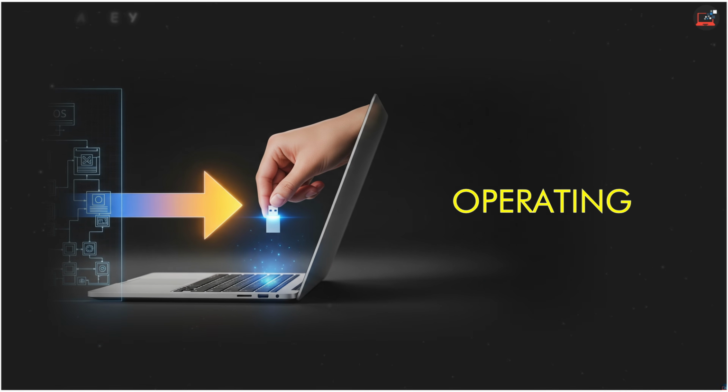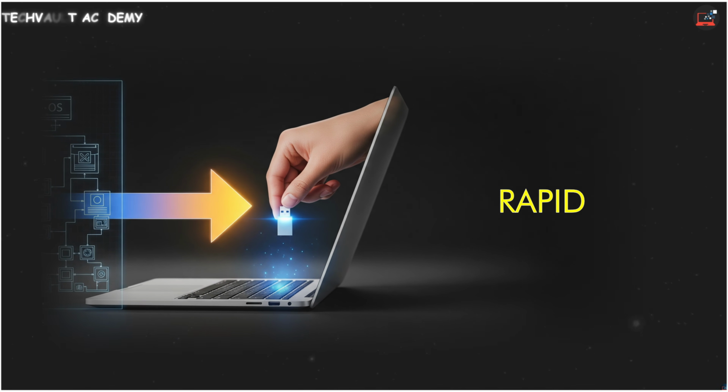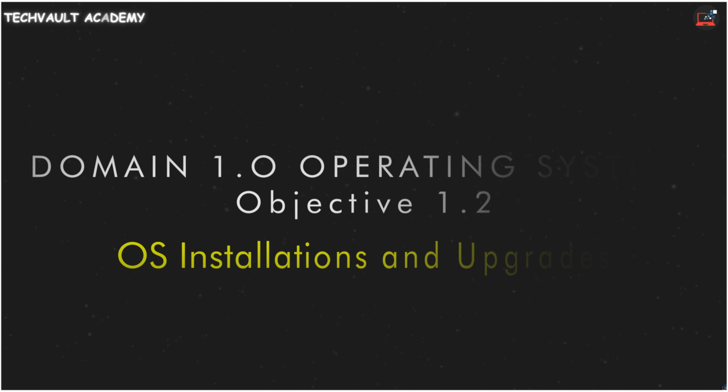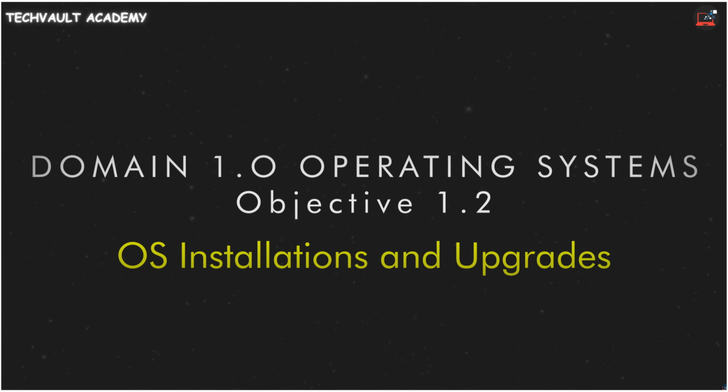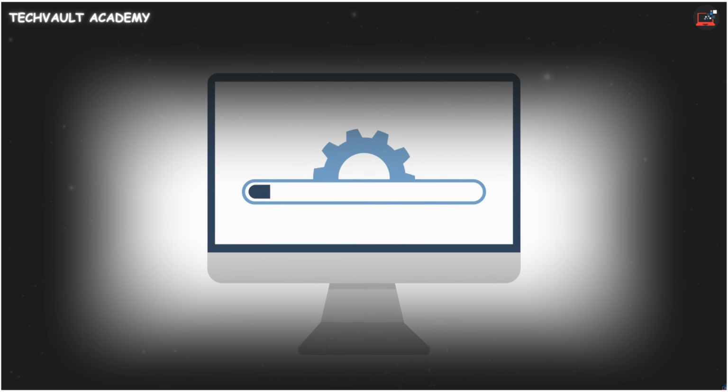Now that you know what an operating system is, let's cover how to install one. This is your rapid review for Objective 1.2, OS installations and upgrades. First, we have to solve the chicken and the egg problem. How do you run an installation program on a computer with no OS? The answer is using a boot method.